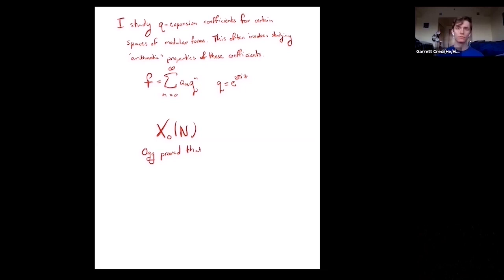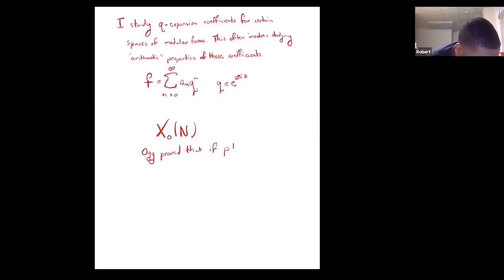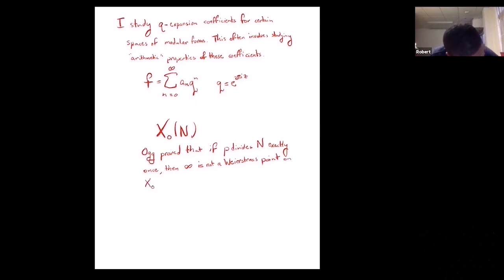that if p, a prime, divides N exactly once, then infinity is not a Weierstrass point on X0(N) if the genus of X0(N)/p is 0.